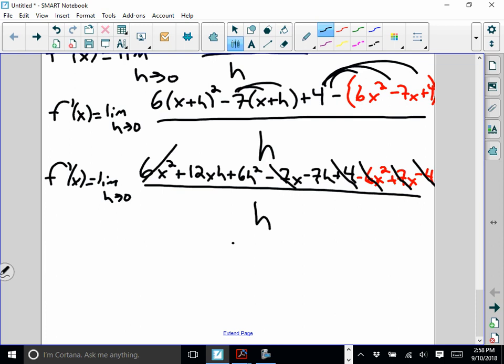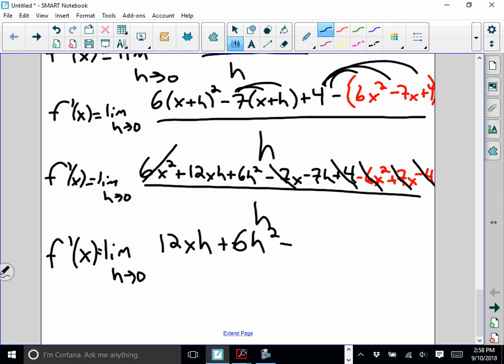So let's kind of group together what we have left. I'm left with a 12xh plus a 6h squared minus a 7h. That's all on top. And on bottom, I have h. If you notice, every term that's left on top has an h in it. That's important because now I will be able to actually cancel that h out. Right? Factoring an h out of the top, here's what I get.